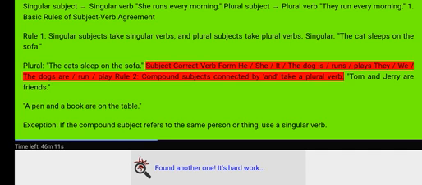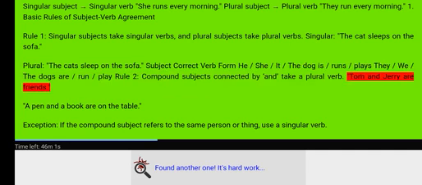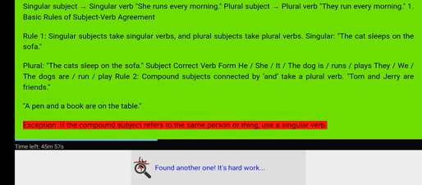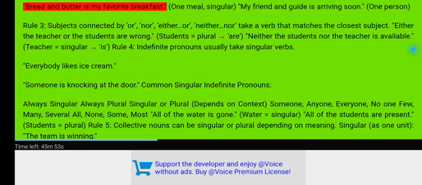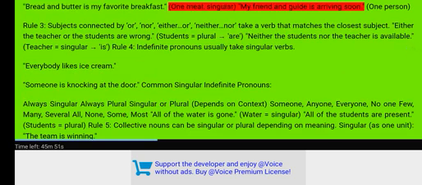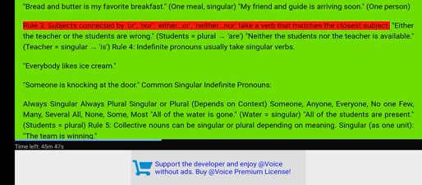Rule 2. Compound subjects connected by and take a plural verb. Tom and Jerry are friends. A pen and a book are on the table. Exception: if a compound subject refers to the same person or thing, use a singular verb. Bread and butter is my favorite breakfast, one meal, singular. My friend and guide is arriving soon, one person.